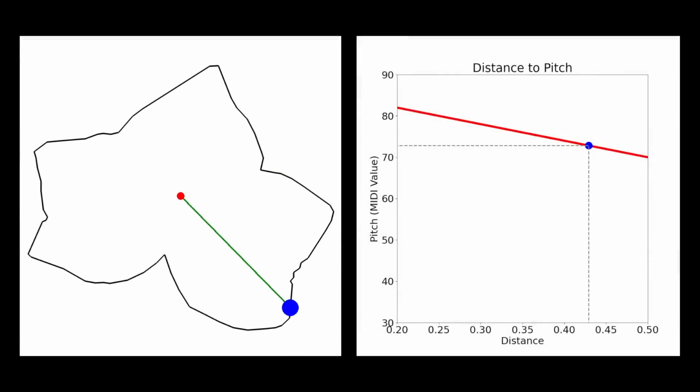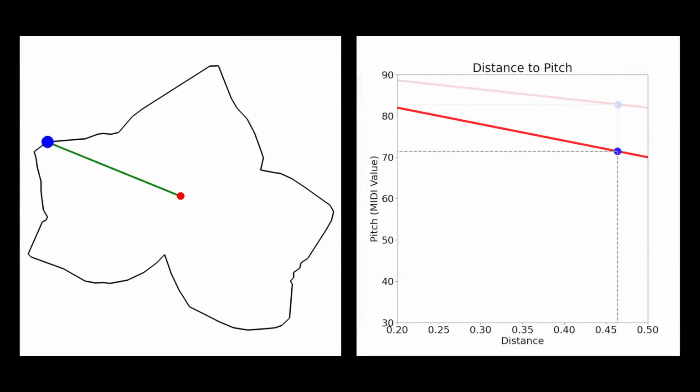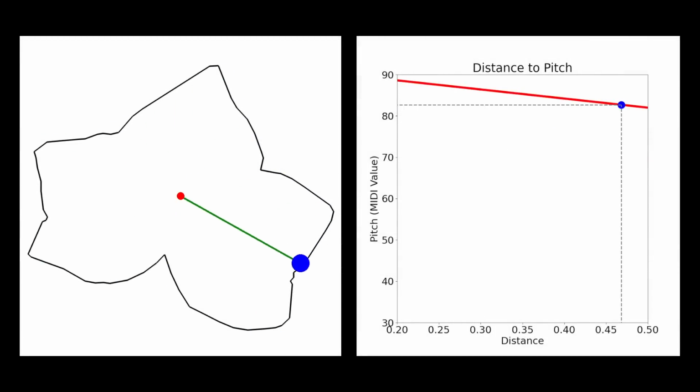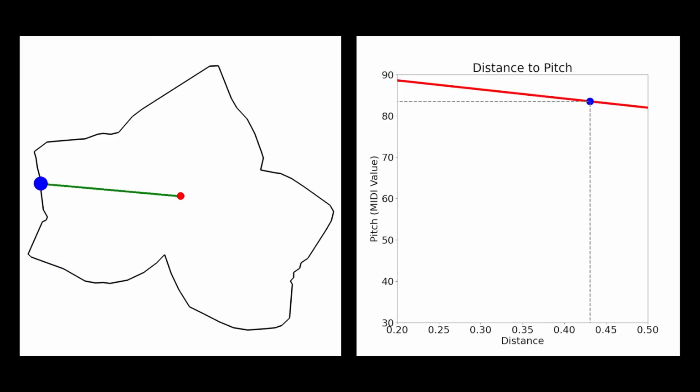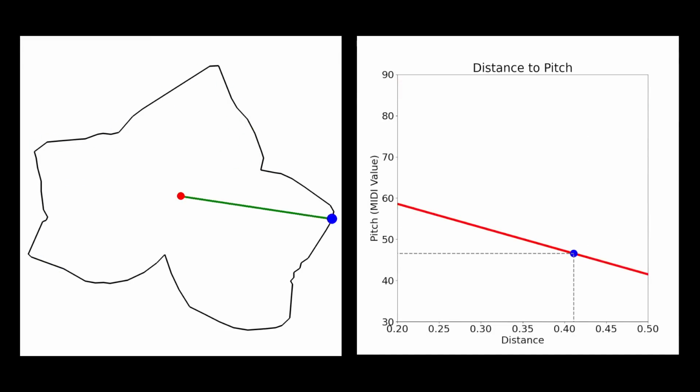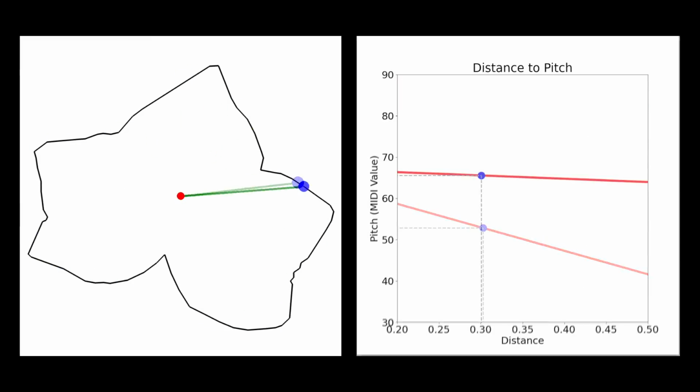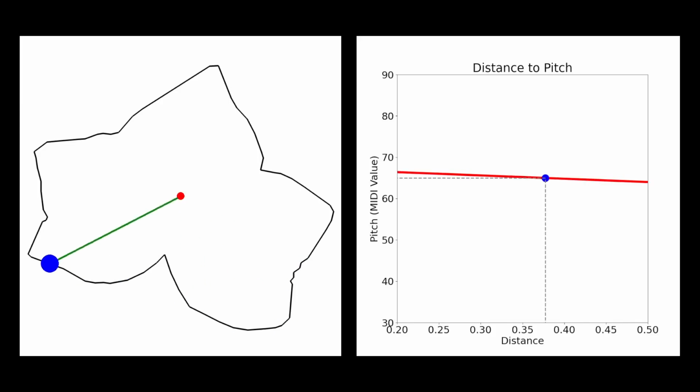When the distance to the center of the leaf is longer, we get a lower pitch, and when it's shorter, we get a higher pitch. Of course, there are many ways to map distance to pitch. We can shift the pitches higher or lower. We can use a shallow slope, which clusters the pitches close together, or a steep slope, which spreads them far apart.